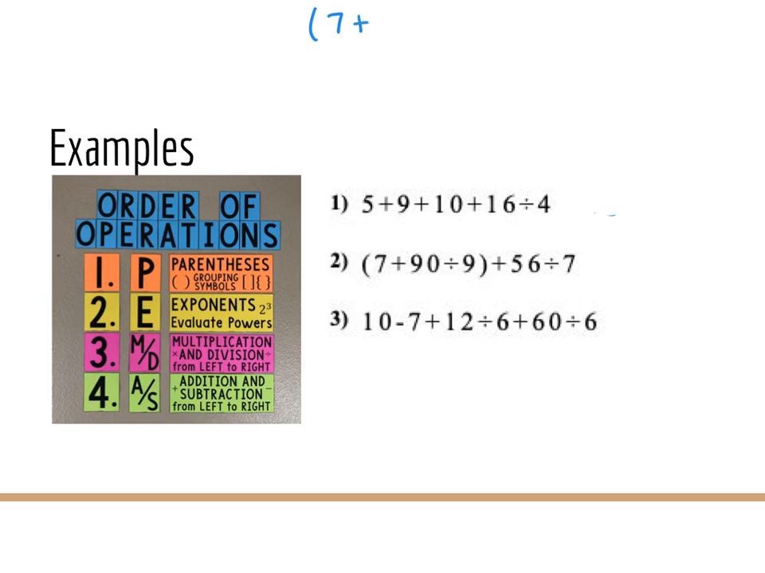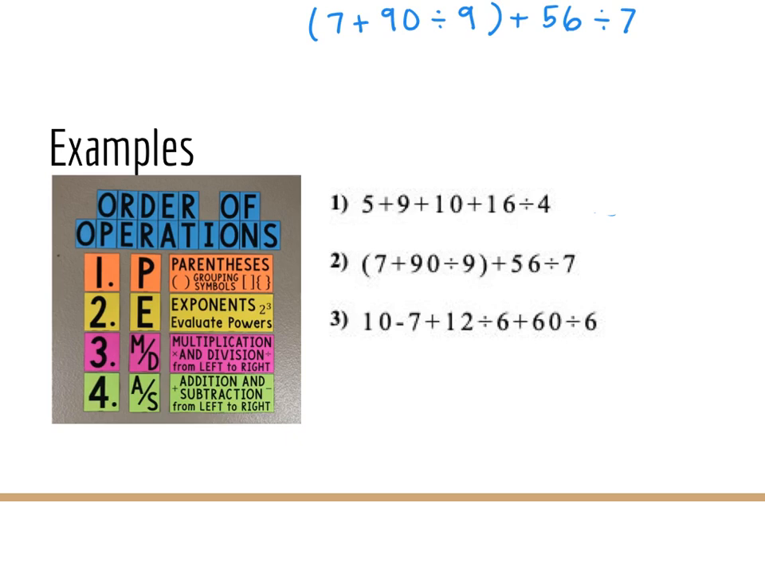7 plus 90 divided by 9 plus 56 divided by 7. All right, I think some of you are probably freaking out a little bit that your homework's going to be this hard. No, I'm showing you an example that's harder than what you'll do on your own so that you can get a better grasp of it.